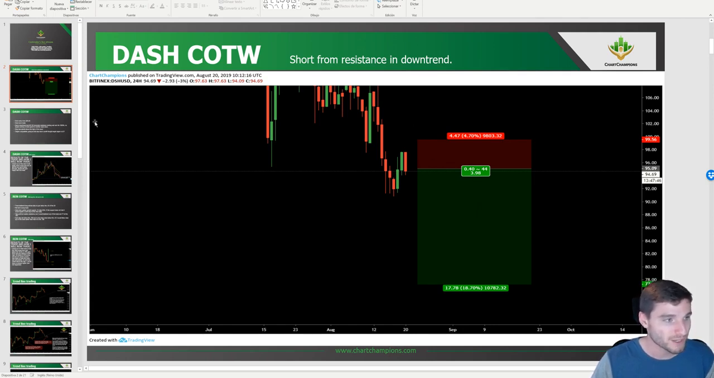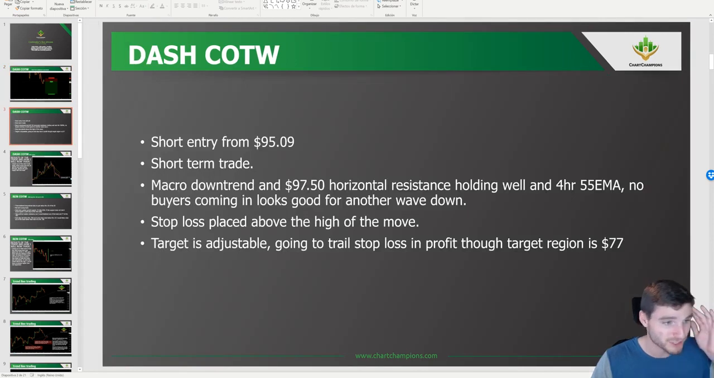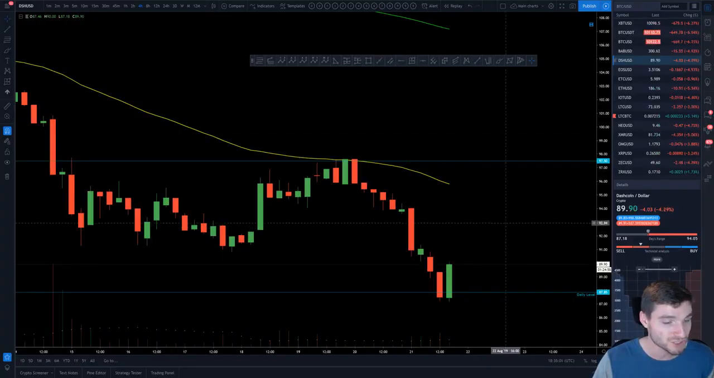But yeah, what we're looking at here is, I'll load up the chart now, but basically it was a short entry, okay, taken from basically $95, a short-term trade. It's in a macro downtrend, with 97 horizontal holding it down. So I'll load up this chart and just show you, okay.